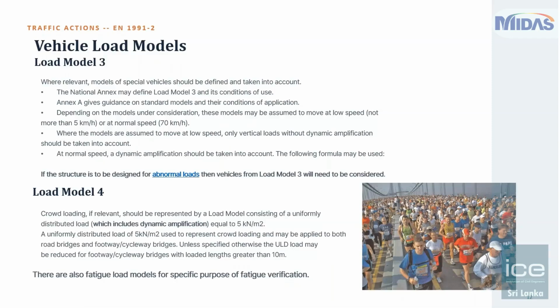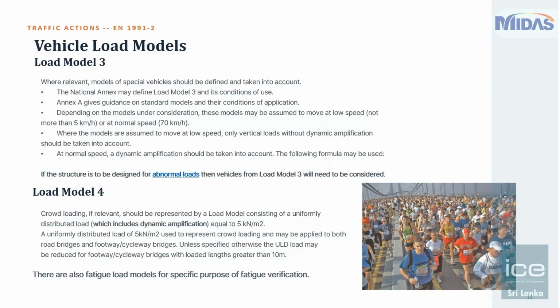Load model 3 basically comprises special vehicle loads. So where relevant, models of special vehicles should be defined and taken into account. So it has to be a choice. If the bridge is significant, then you'll have to assign the special vehicles. For the design considerations, the national annexure may define load model 3 and its conditions of use. So it depends, as different national annexures may have different SV loadings. Annexure A gives guidance on standard models and their conditions of application.